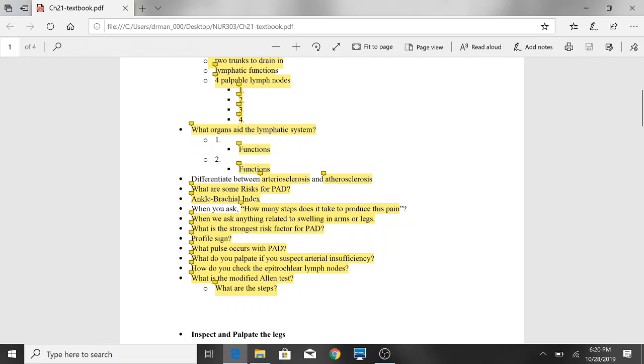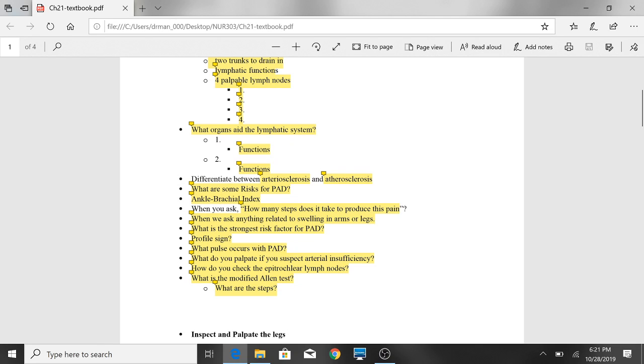This is a good question I thought of. I didn't think of it, but I was reading it, and I was like, why would you ask that? Why would you ask how many steps it takes to produce this pain? Well, with peripheral artery disease, PAD, you have this thing called intermittent claudication. It's leg pain when you exercise and you only really relieve it with rest. So this is important because it focuses on the claudication distance: how many steps you take until you start to feel your pain. It's pretty interesting. Another thing was, why do we ask about anything related to swelling of the arms? It's basically looking at edema.